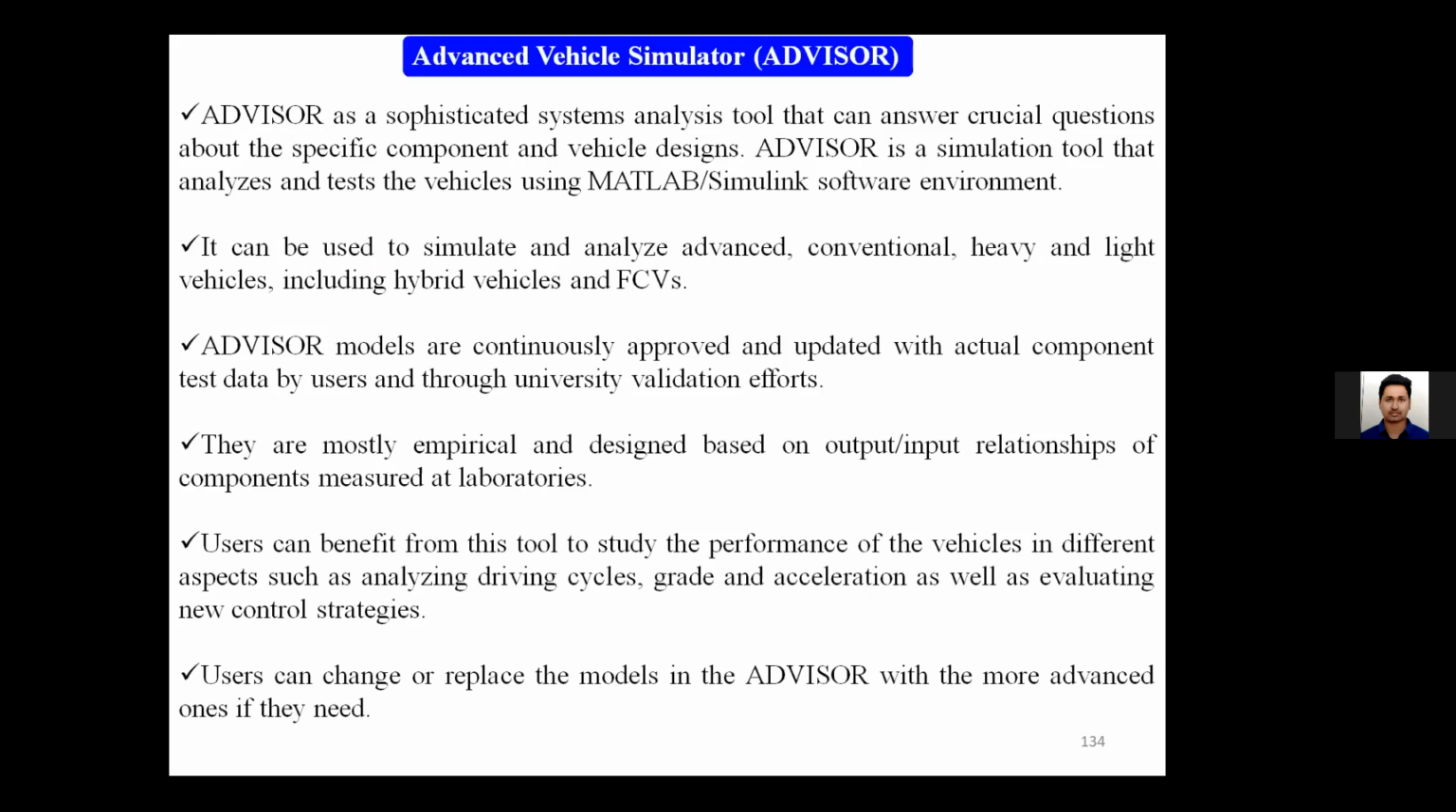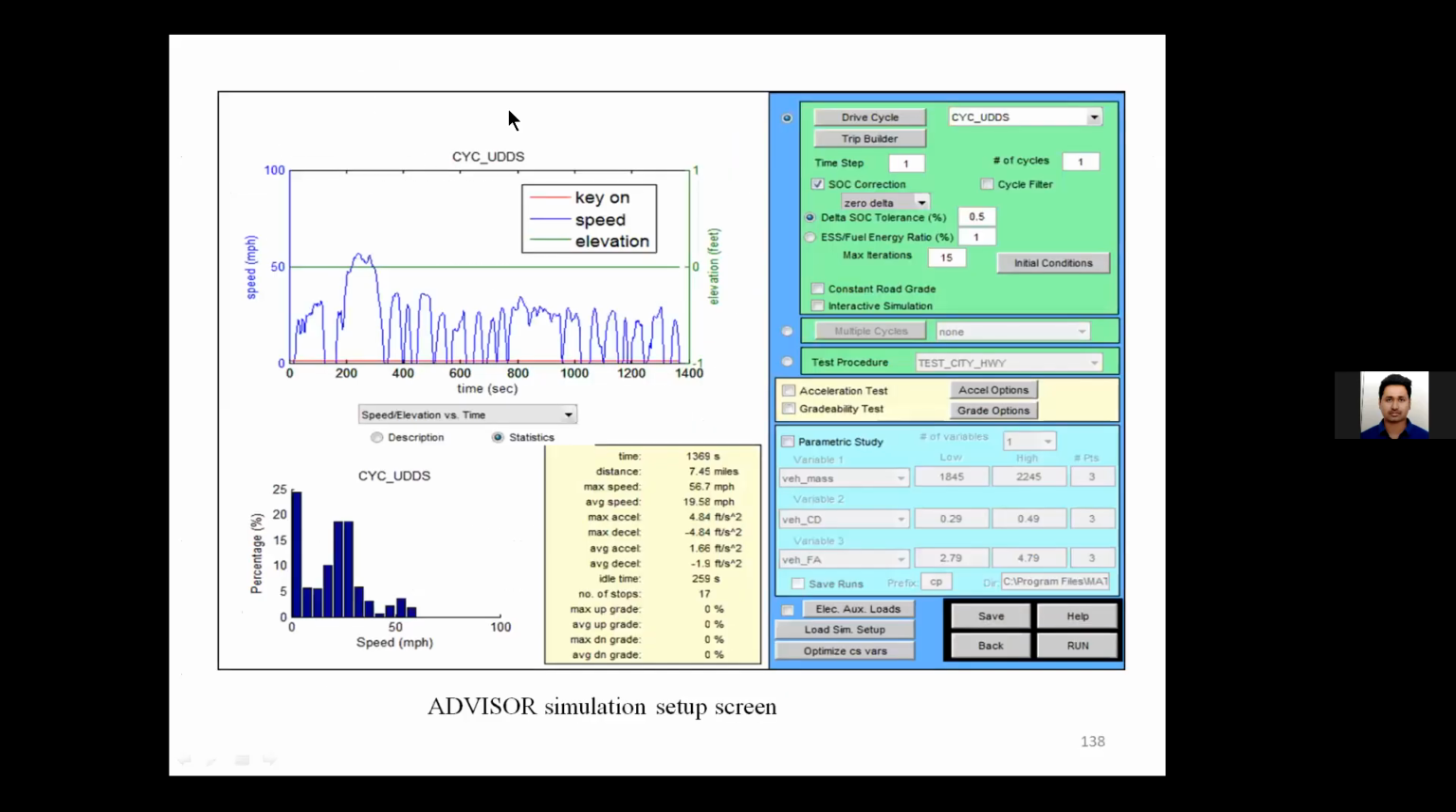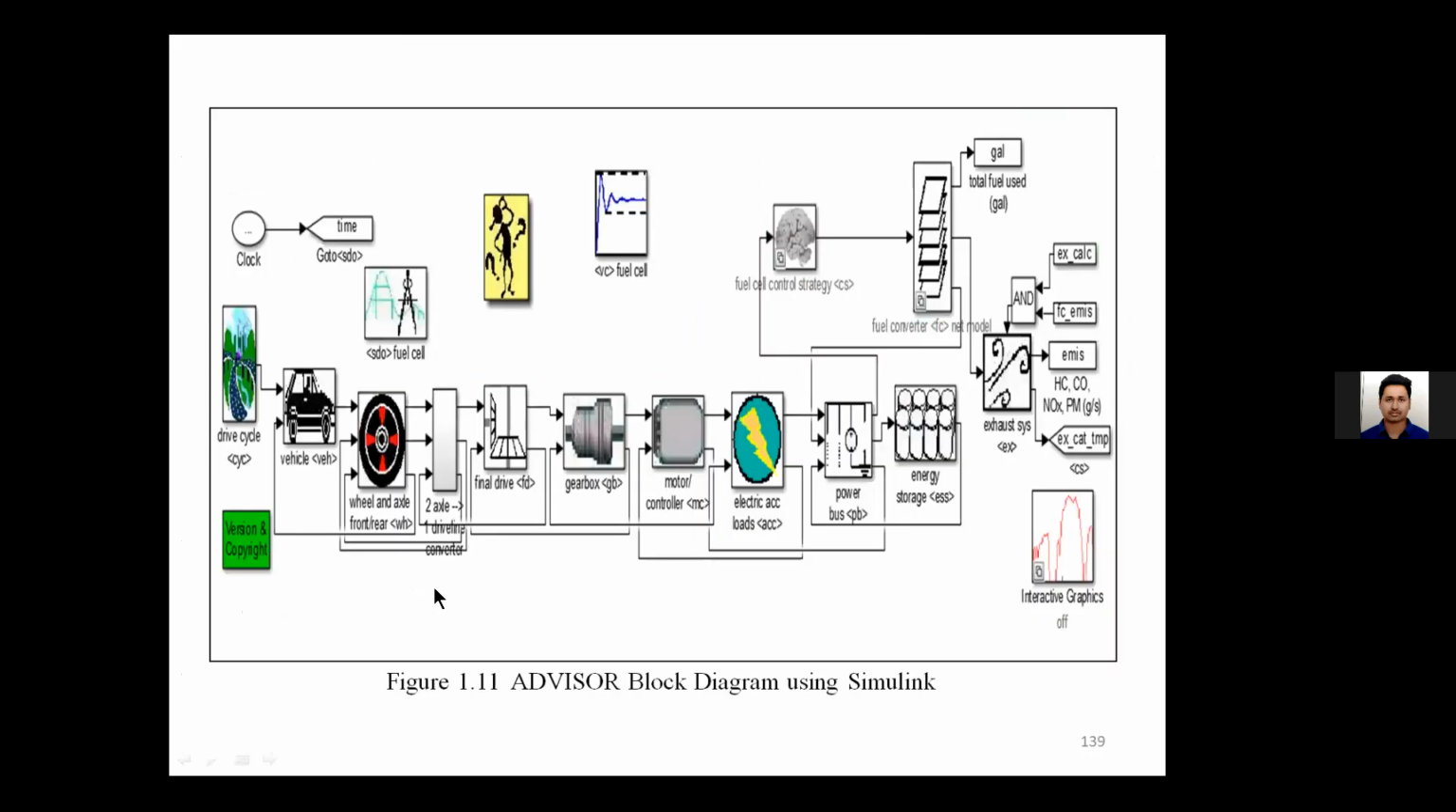If we install this ADVISOR software, we directly have a separate toolbox through which we can connect the different things. And the major advantage here is that we get a customized model, a direct model. So this is the ADVISOR's block diagram. This is a complete block diagram using Simulink, and we can customize it based on a requirement.